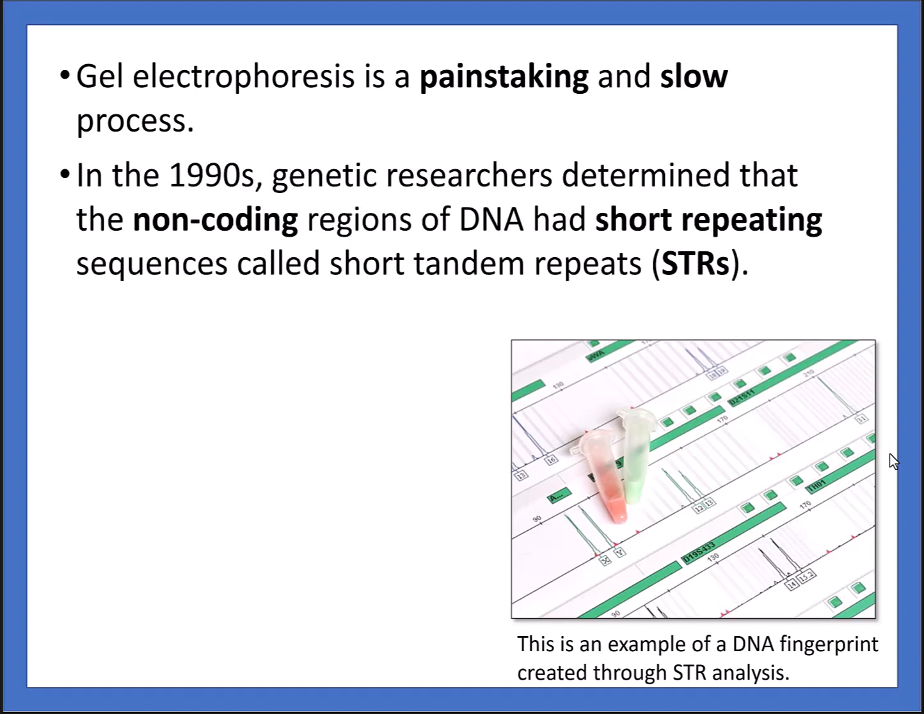In the 1990s, genetic researchers determined that the non-coding regions of DNA had short repeating sequences called short tandem repeats, or STRs. So remember, we discussed that not all of the portions of DNA are used to create genes. There are non-coding regions, and that's where they found these short sequences that are repeating over and over again, called STRs.